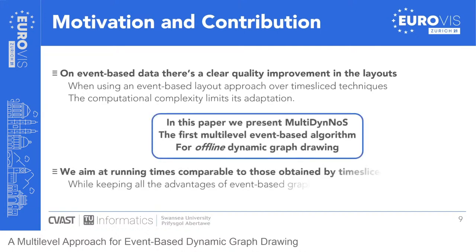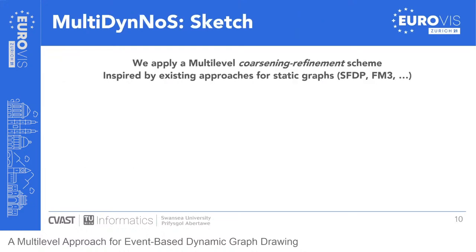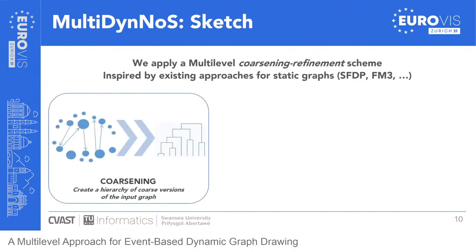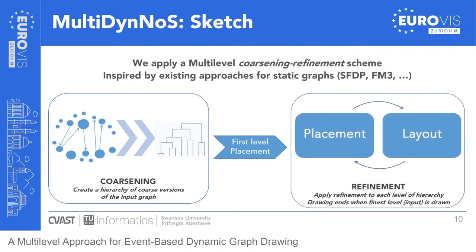Therefore, we present MultiDynos, the first multi-level accelerated event-based algorithm for offline dynamic graph drawing. We aim at running times that are comparable to those obtained by time-sliced approaches, all this while keeping all the advantages of event-based graph drawing. Our idea is to apply a multi-level coarsening refinement scheme inspired by existing approaches for static graphs. First, coarsening is executed, and a hierarchy of coarse versions of the input graph is created. Afterwards, the coarsest level of the hierarchy is placed, and this bootstraps the refinement stage. Refinement is an iterative stage in which each level of the hierarchy is laid out and the computed drawing information is used to optimally place the level below. Refinement ends when the finest level of the hierarchy, the input graph, is drawn.